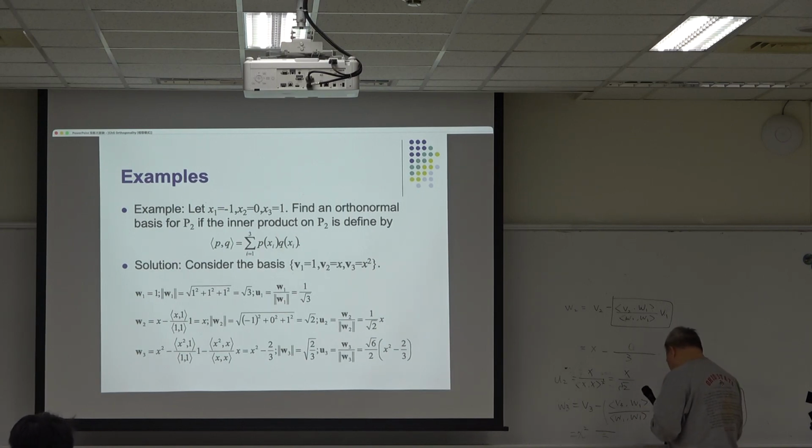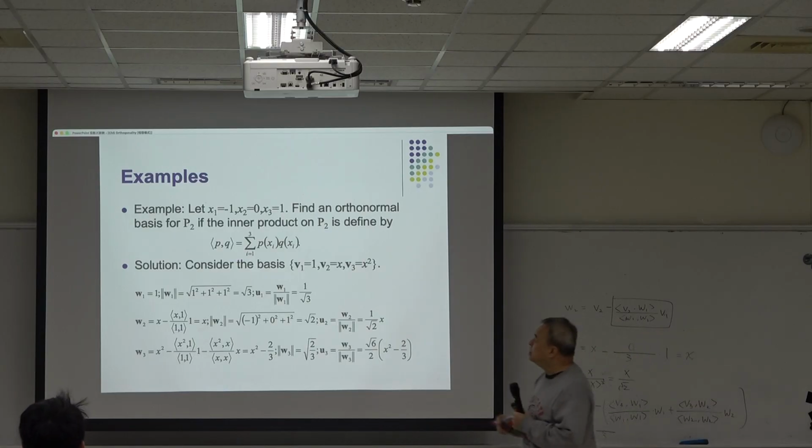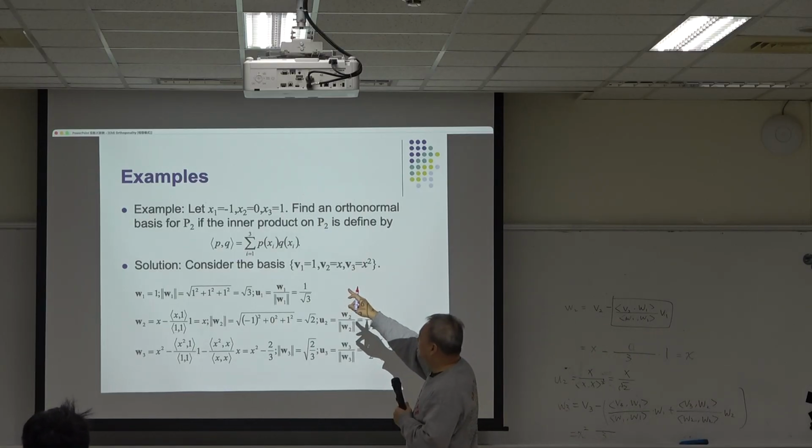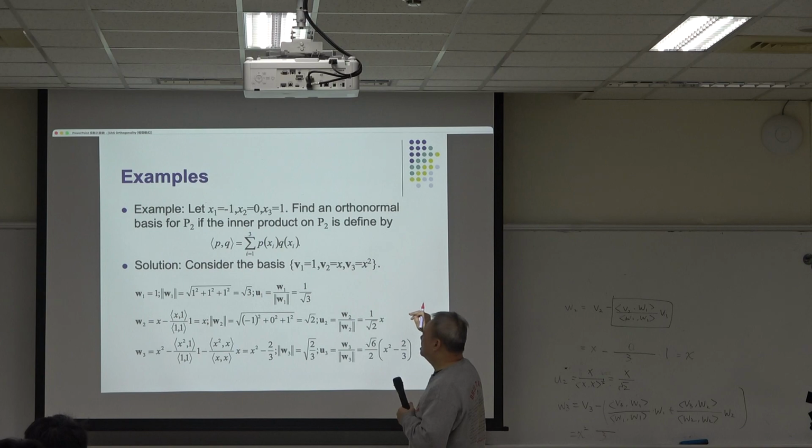Denominator is 3. Okay. And then B3 is x squared. W1 is 1. So x squared, 1. So it's 1. Second one is 0. Third one is 1. Okay, so it's 2.